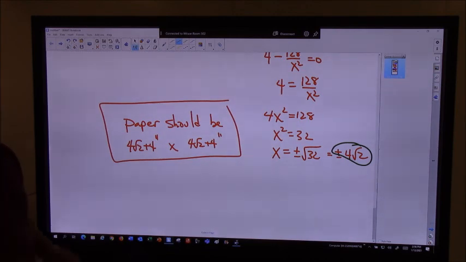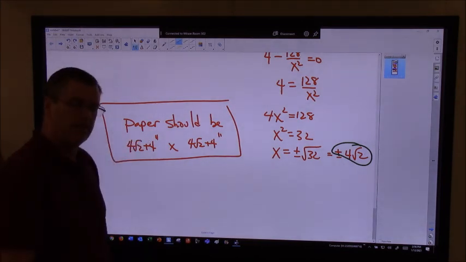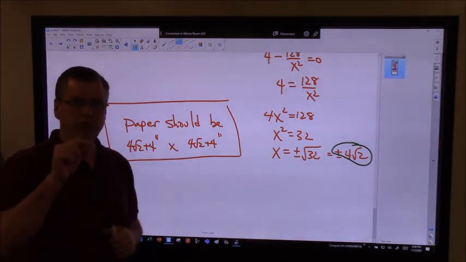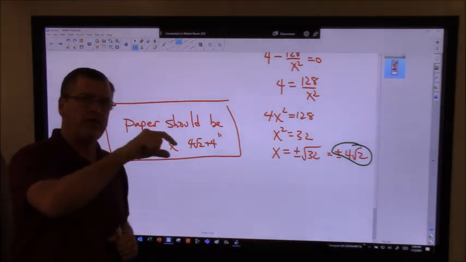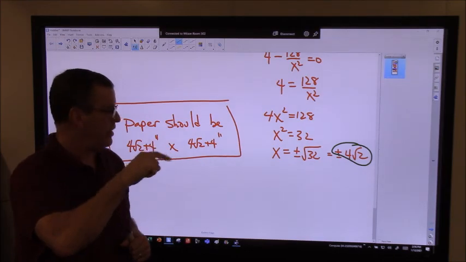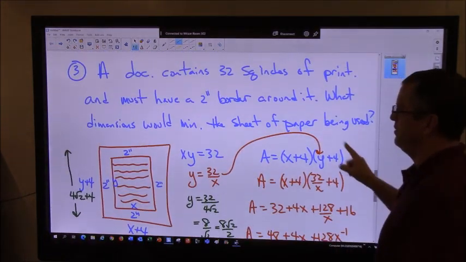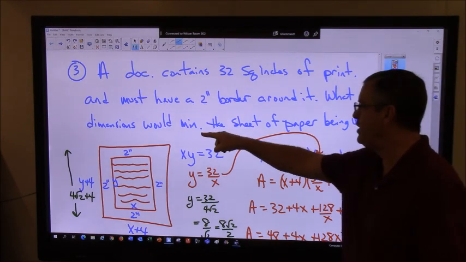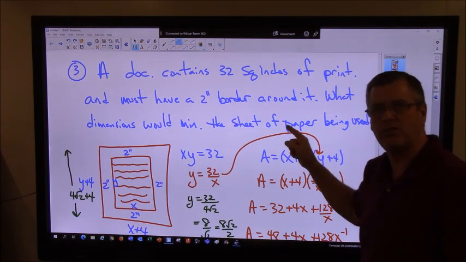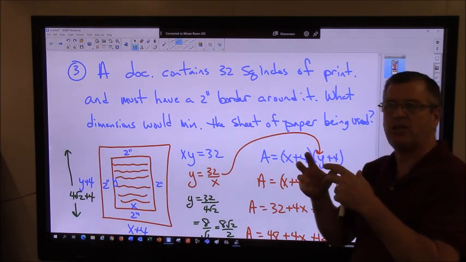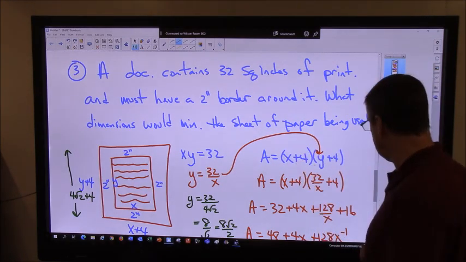Optimization, trying to maximize or minimize something. You know, how do you know when it's an optimization problem versus maybe a related rates problem? Well, related rates, they're going to ask you at what rate is something changing, and here they're going to ask questions like, what should the dimensions be to minimize or maximize something? So you got to make sure we recognize the way they're asking the questions and then know what to do.